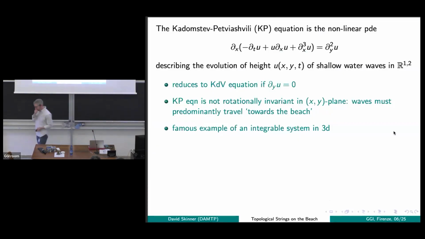Okay, so the starting point is this particular nonlinear PDE known as the KP, Kadomtsev-Petviashvili equation. And this describes the evolution of water waves in 2+1 dimensions. So you should think of the surface of water as being described by x and y, and then as time goes on, the height of this water u can vary. Okay, so we've got some waves in water. And it's a famous example of an integrable system in 2+1 dimensions. So in particular, if we reduce one dimension, turning off the y dependence, this just reduces down to the KdV equation.